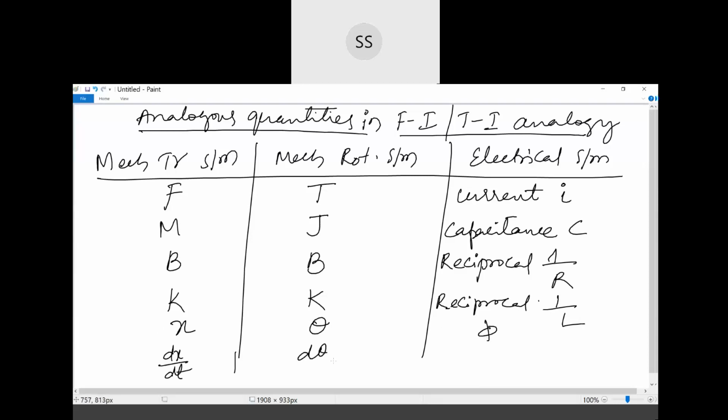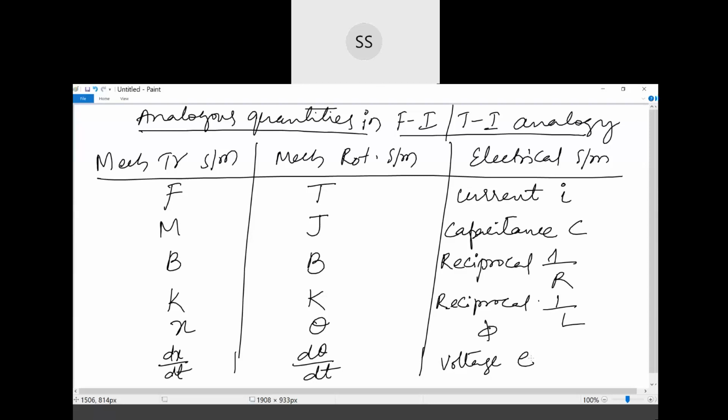Here we have the velocity, that is dx by dt. In this we have angular velocity d theta by dt. Here it is the voltage E. This is represented by the voltage E. So now these are the analogous quantities in case of force current and torque current equations, because voltage E will be equal to d phi by dt. That's why it will be analogous to dx by dt and d theta by dt.